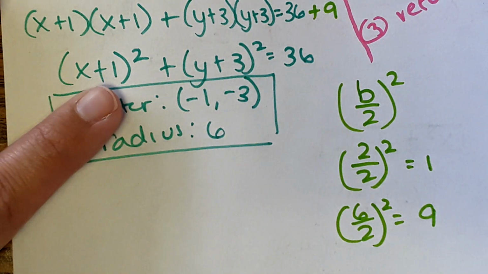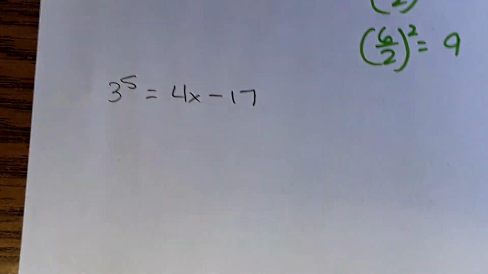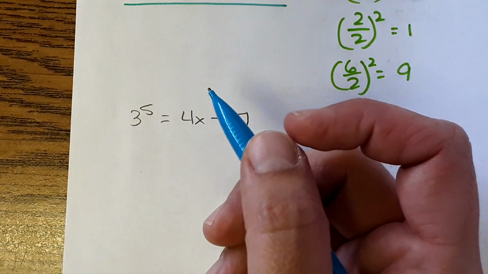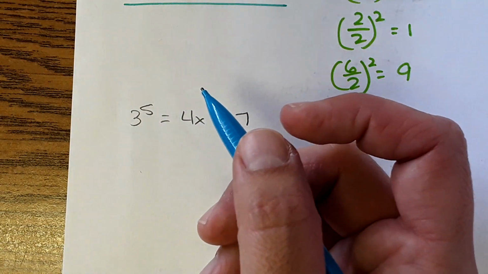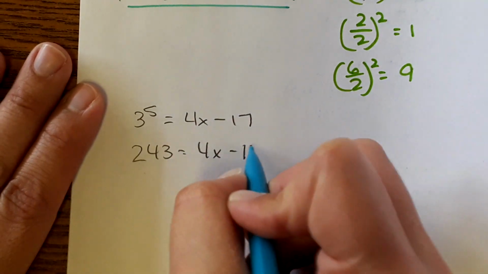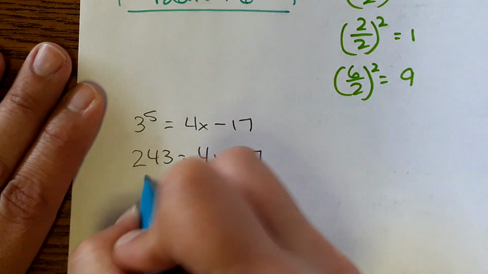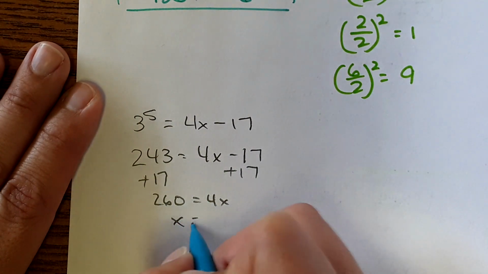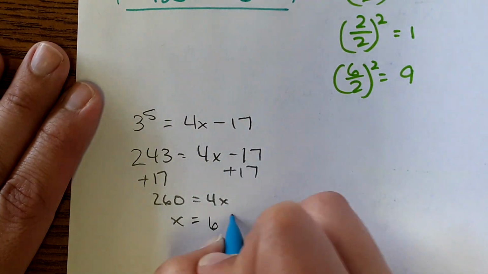Did I remember that right? Okay. So then solving this, 3 to the 5th power, you can plug that into the calculator, and it comes out to 243 equals 4x minus 17. And x equals 65.